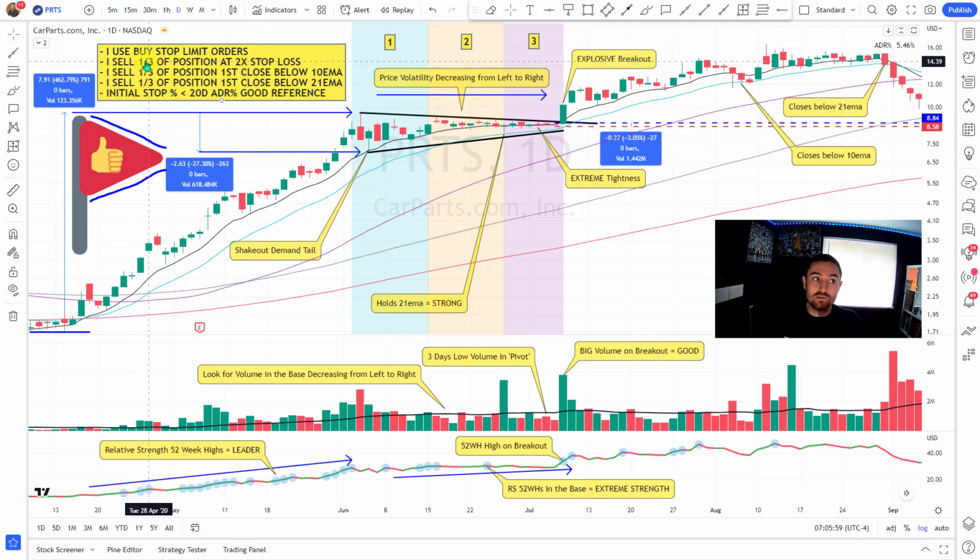So in this instance, I use buy stop limit orders. So it would be at 884 with my stop loss at 858, which would be 3%.